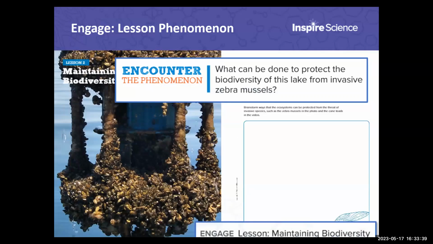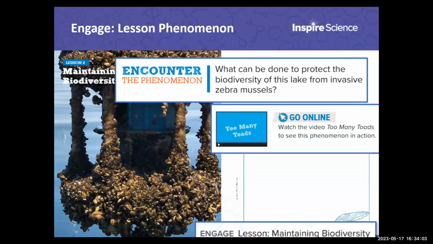And this one's a little bit different. Let's take a look at this phenomena. What can be done to protect the biodiversity of this lake from the invasive zebra mussels? So zebra mussels are an invasive species, and they come into water systems like lakes in the United States on the back of boat propellers. They just kind of catch a ride and they go into the next lake. And students are going to learn about invasive species through this phenomena.